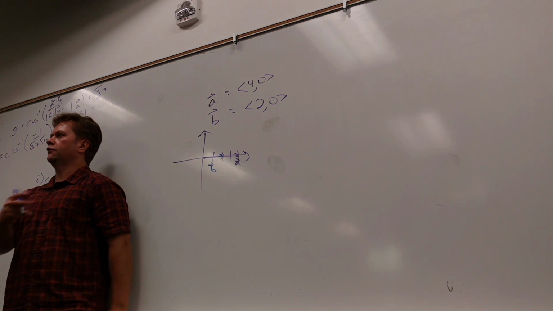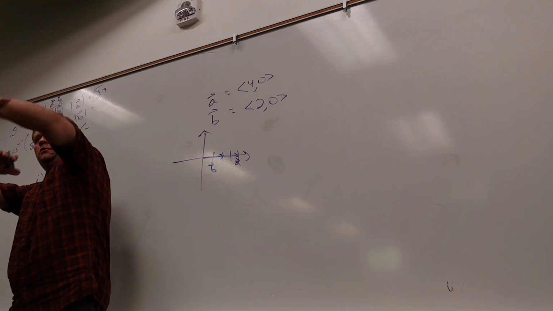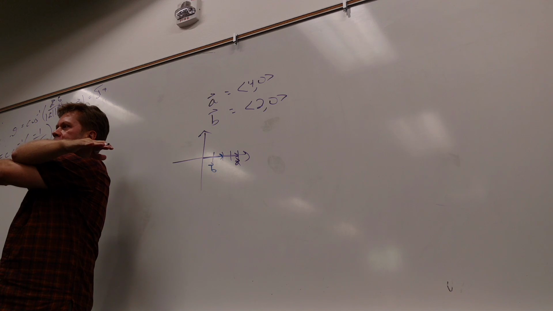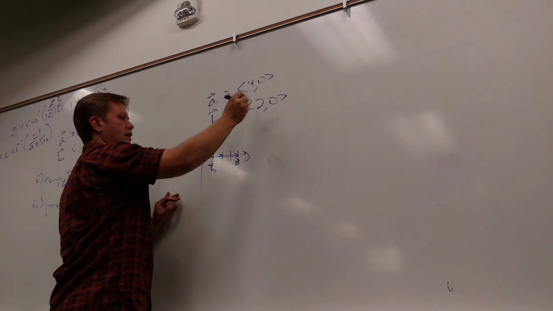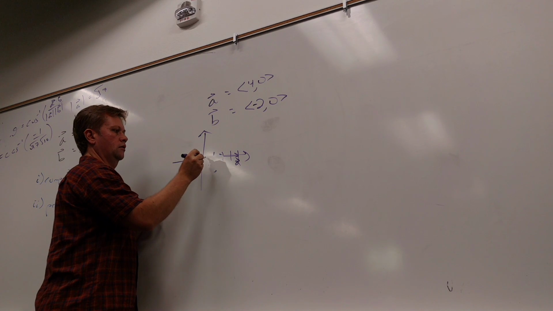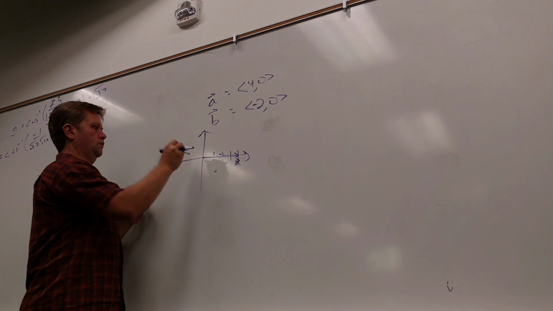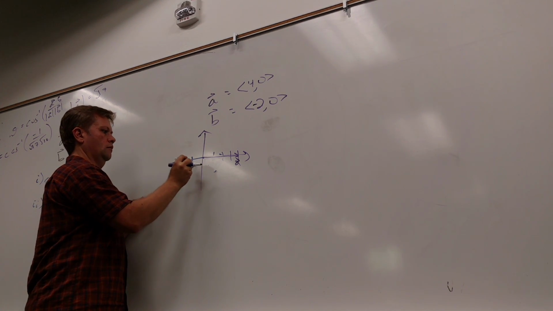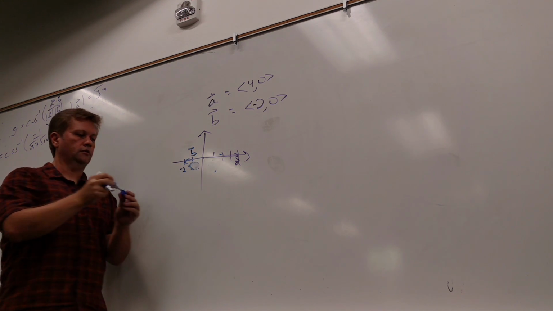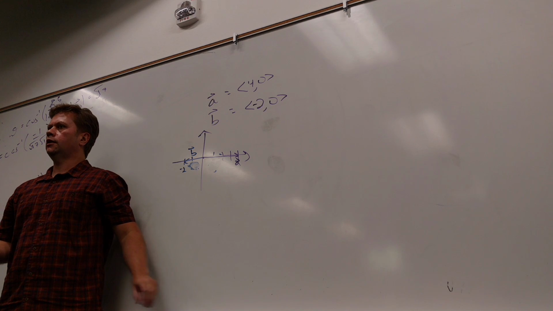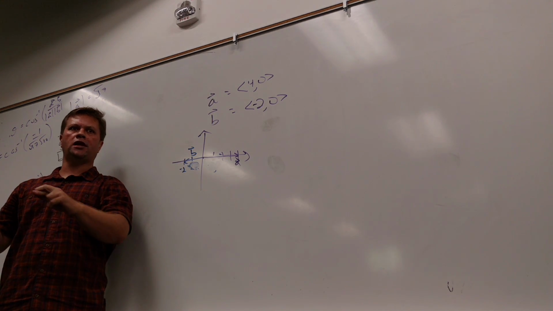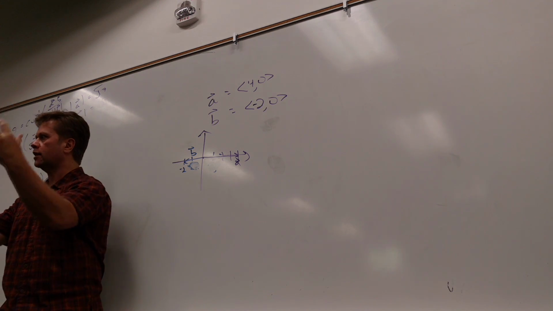So that's one extreme. If they're exactly pointing in the same direction, right? If they're opposite from each other, so what if this was negative 2, 0? What would happen? Yeah, then it would just be negative 8, right? Because what's the angle between them now? 180. What's the cosine of 180? See how it's all coming together.